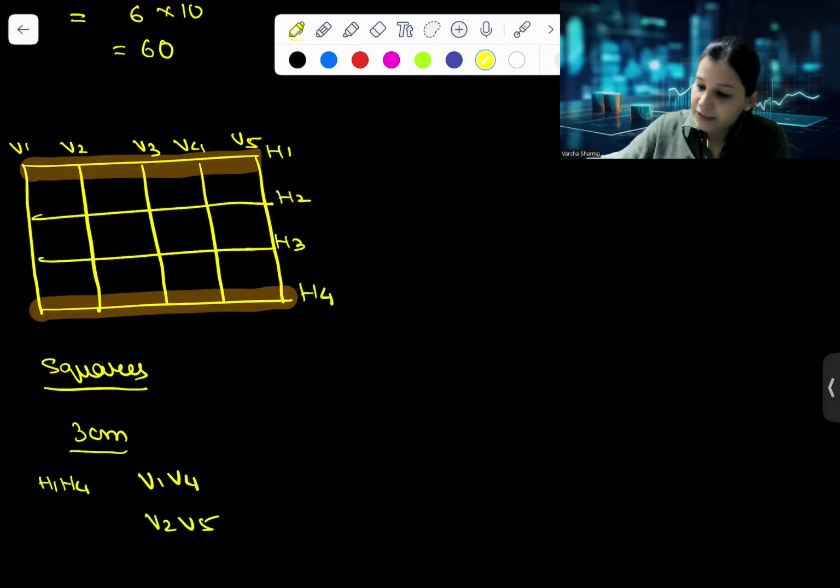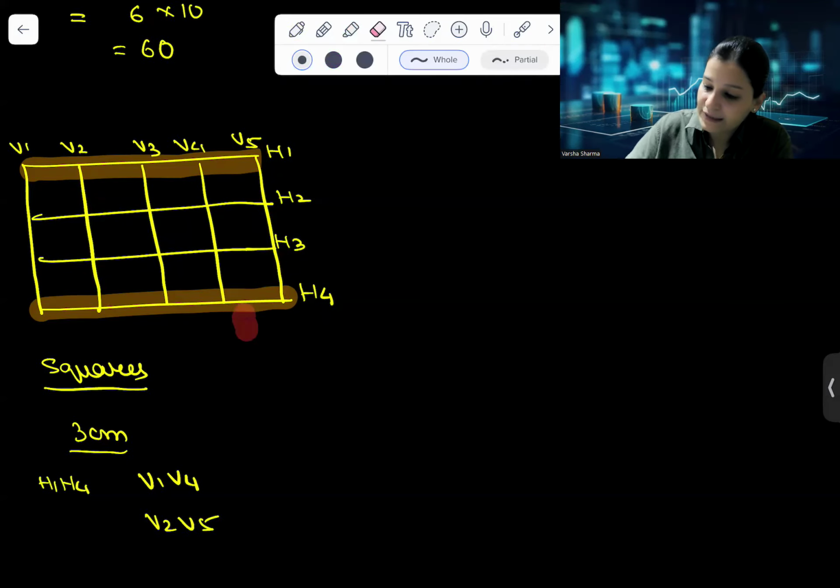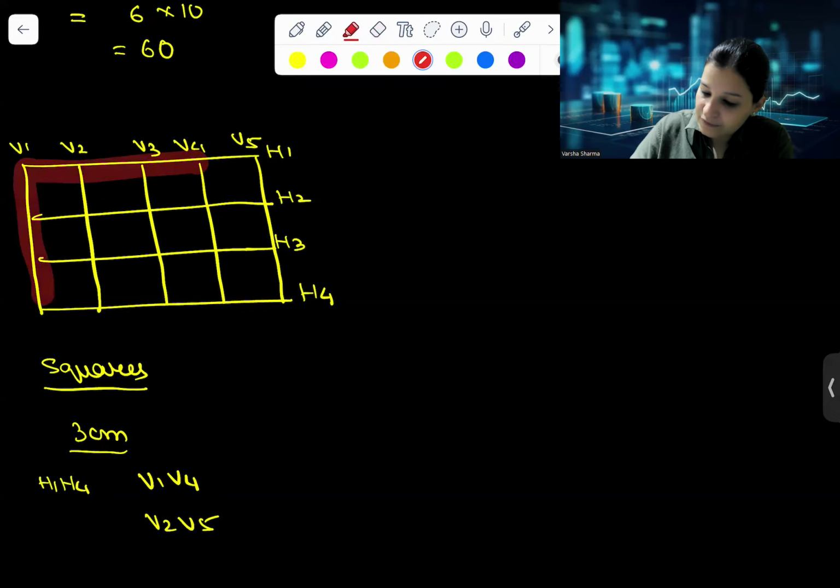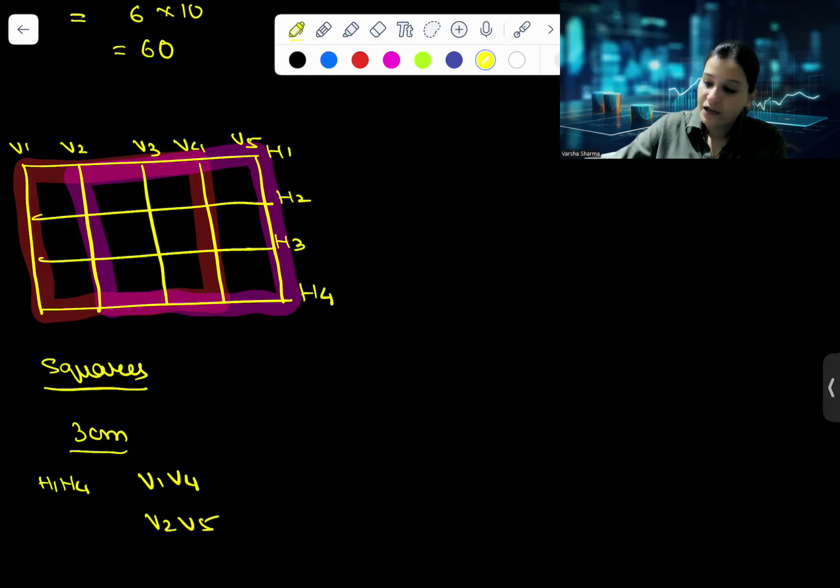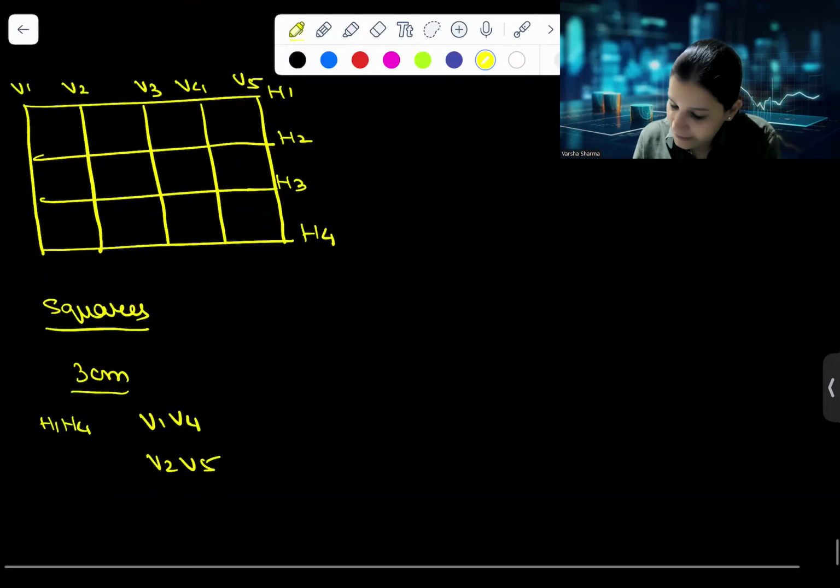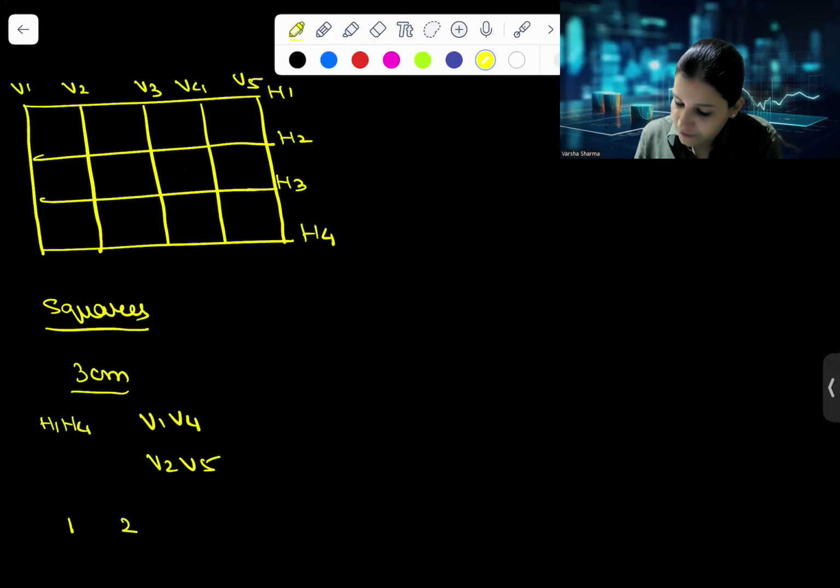V2, V5. That means the two squares that I can have, first one is this and second one will be this. These are the only two squares that I can form for length 3 centimeter, right? So basically number of horizontal ways 1, number of vertical 2, multiply them. So there are two squares of length 3 centimeter.